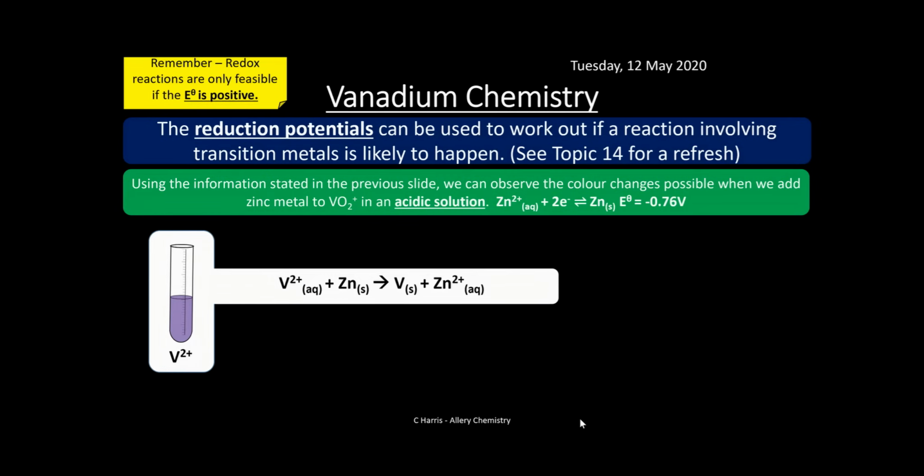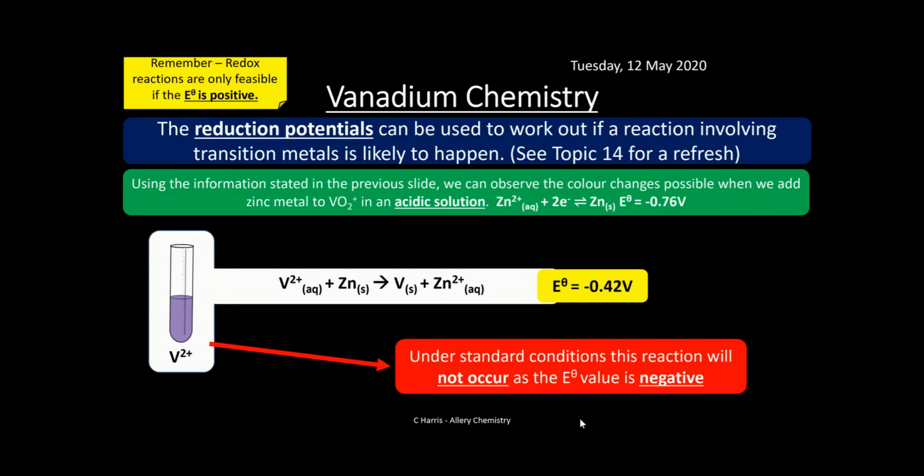So this V2+ going to V is the last one here. This is forming vanadium, and E0 is -0.52. So you can see, under standard conditions, this reaction will not occur because our E0 value is negative. So it's really difficult, under standard conditions, to go from V2+ to get your vanadium solid produced.